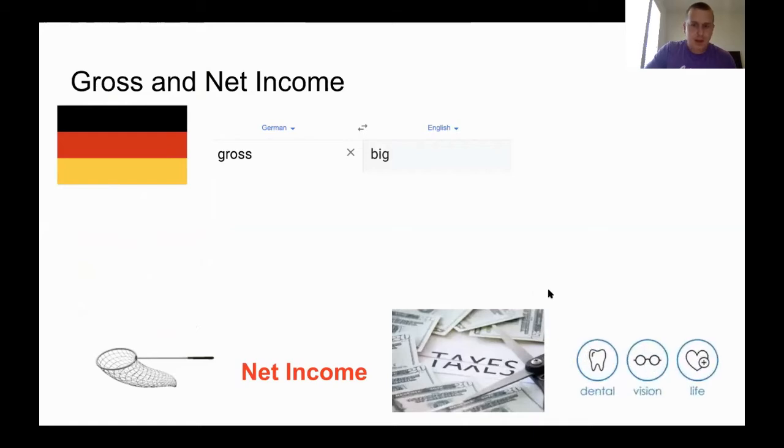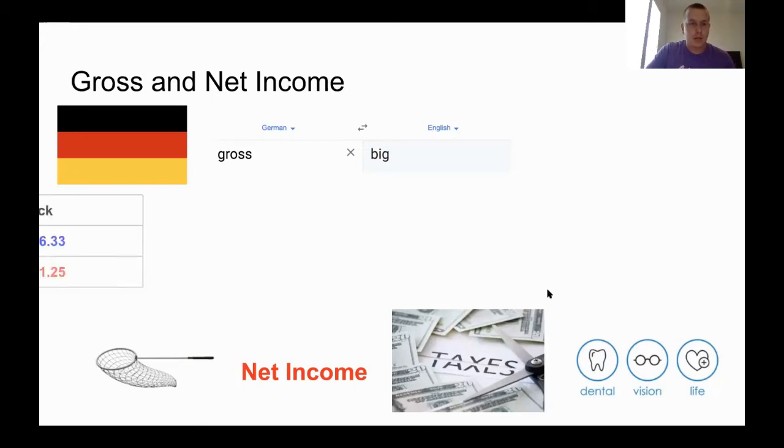So again, taxes are part of the money that falls to the ground, and so are insurances like dental insurance, vision insurance, life insurance, and medical insurance. Those things get taken out before you get that net income.